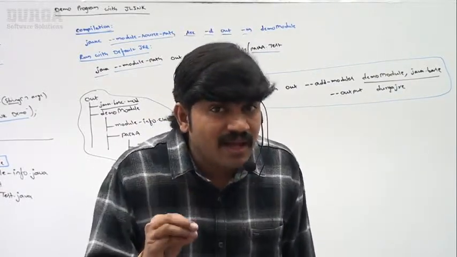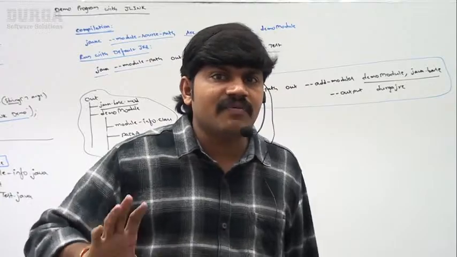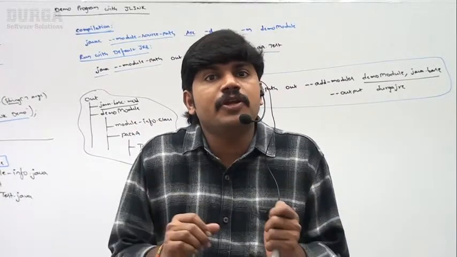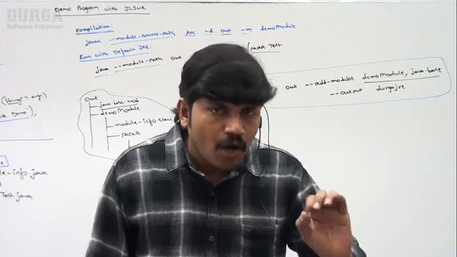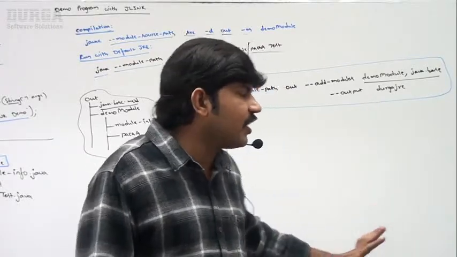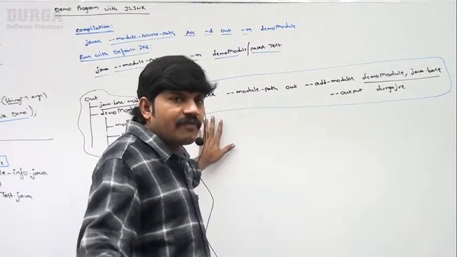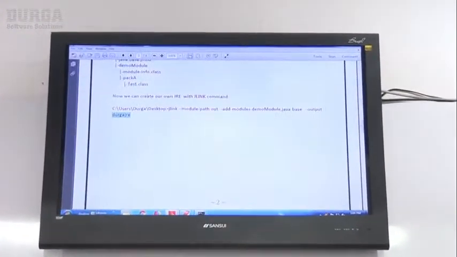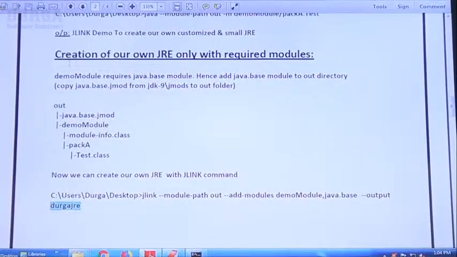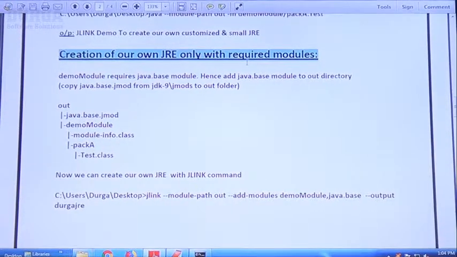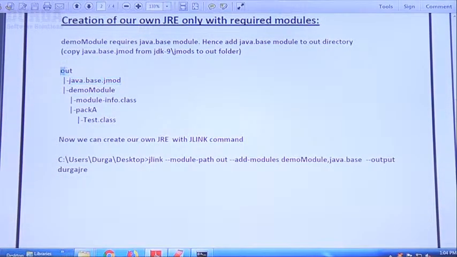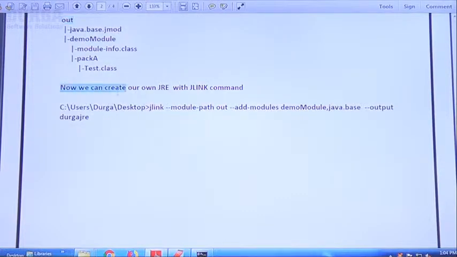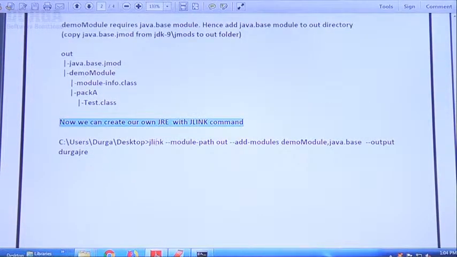Do you know there are several plugins available with JLink? With them we can create even more optimized JREs. I will explain how to use that, but before that, have a look at our material and observe carefully. Creation of our own JRE with the required modules: java.base and the demo module available inside out. Now we can create our own JRE with the JLink command.